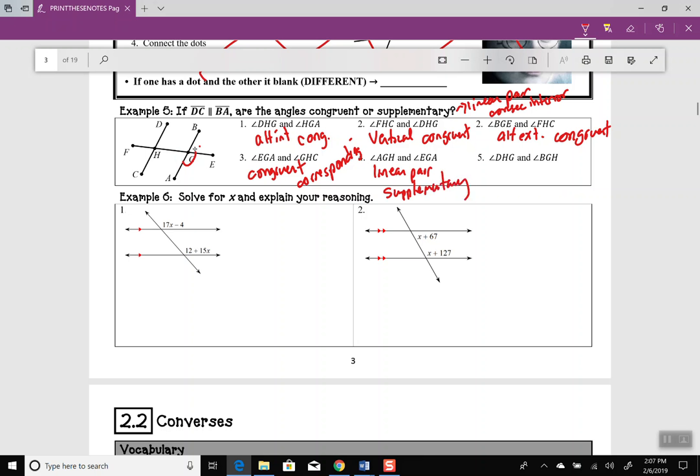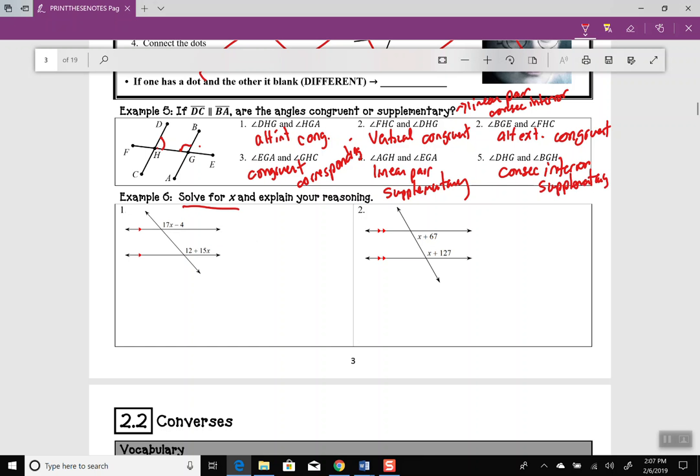And then last one here, DHG and BGH. BGH, so this one. Those are consecutive interior, so those are going to be supplementary. These last two problems, it just asks you to solve for x. It doesn't say come up with the angle measure, it just wants you to solve for x.